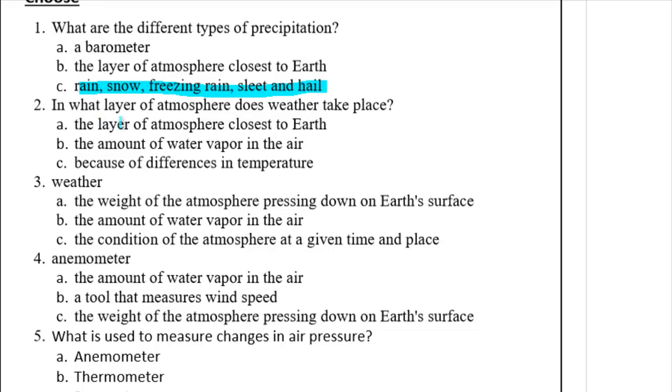Number 2, in what layer of the atmosphere does weather take place? Yeah, the closest to Earth. So the layer of the atmosphere closest to Earth. Number 3, what is meant by the weather? Excellent. The weather is the condition of the atmosphere at a given time and place.